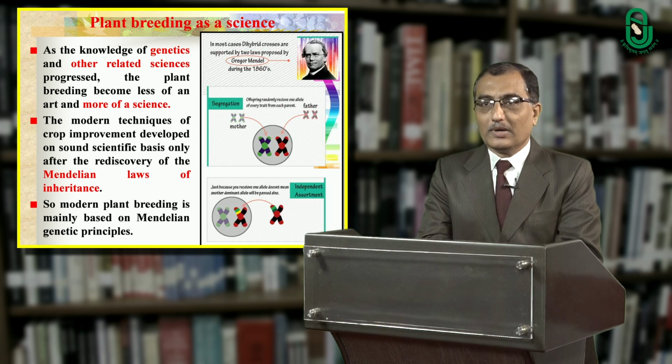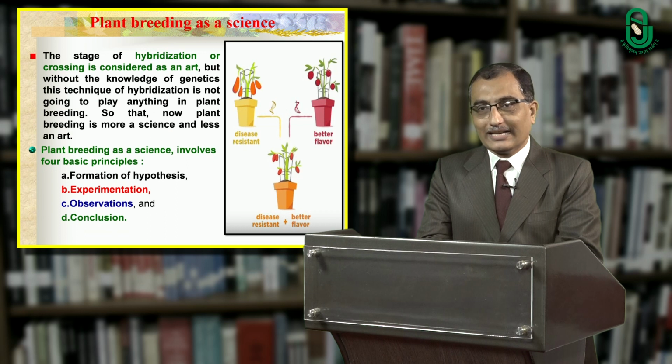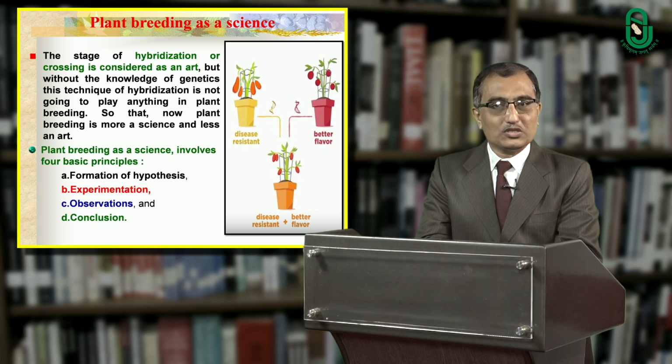Plant breeding techniques such as hybridization and crossing are also considered an art, but without scientific knowledge of genetics, these techniques of hybridization are not going to play any role in plant breeding. So now plant breeding is more a science and less of an art.